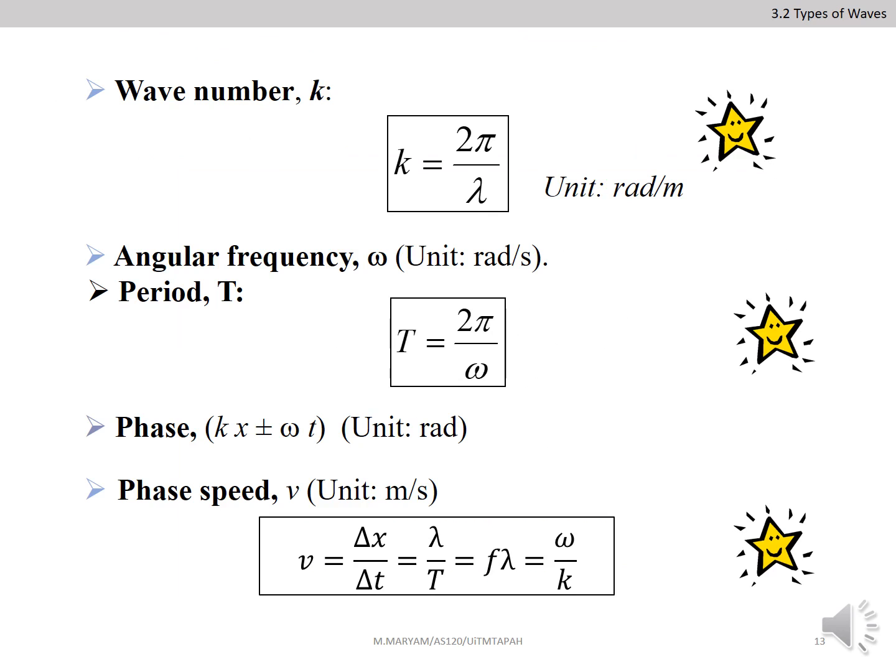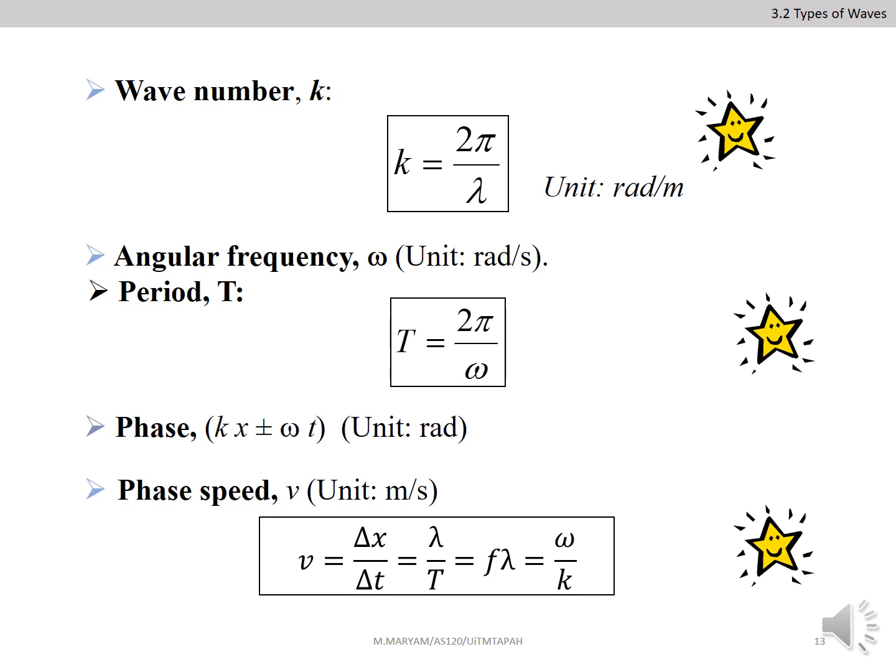Wave number k equals 2 pi divided by lambda. The unit is radian per meter. Angular frequency omega, unit is radian per second. Omega equals 2 pi f. Okay, the period T is in seconds, 2 pi divided by omega, or equal to 1 over f.